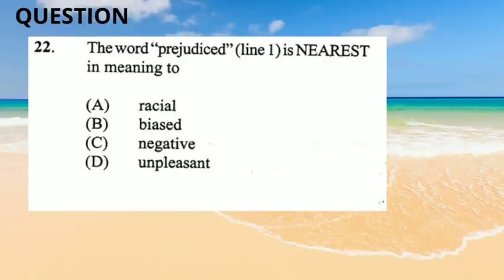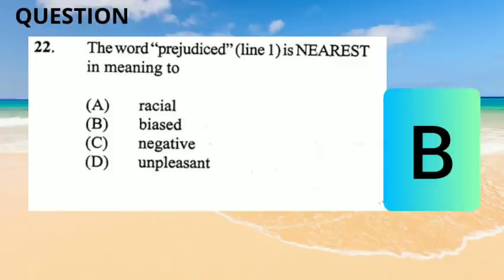Question 22. The word prejudiced, line 1, is nearest in meaning to A. Racial, B. Biased, C. Negative, or D. Unpleasant. The word prejudiced means that there is an opinion formed without just grounds or before sufficient knowledge. Prejudice is a synonym for biased. So the answer is B. Biased.